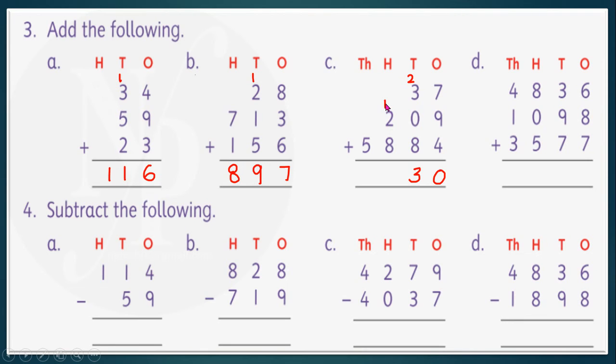And 2 plus 1 is 3. 8 plus 3 is 11. 1 is written here. And 1000 is carried forward to the next place. And 5 plus 1 becomes 6. 6 here represents 6000s.